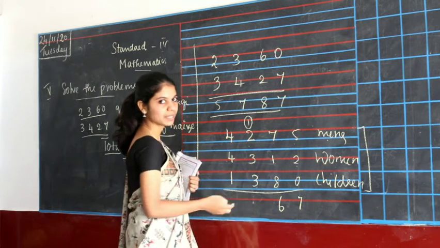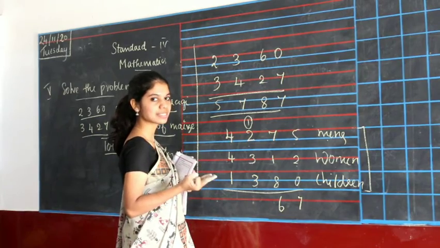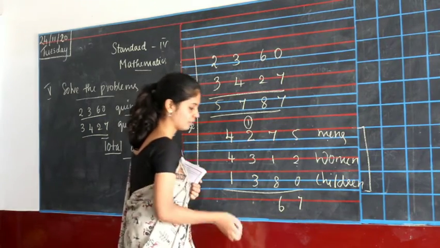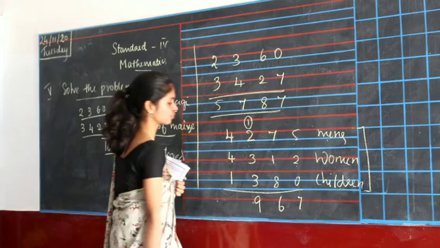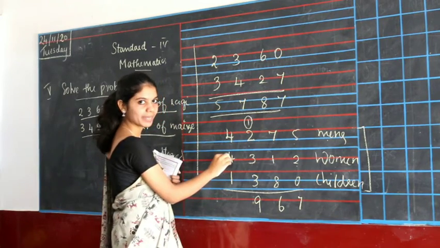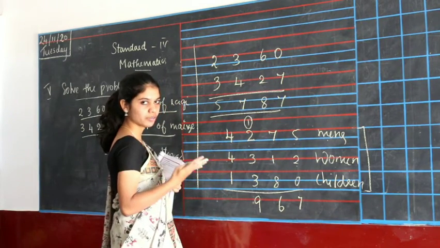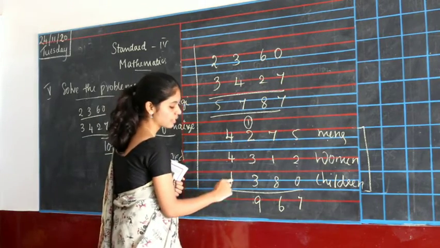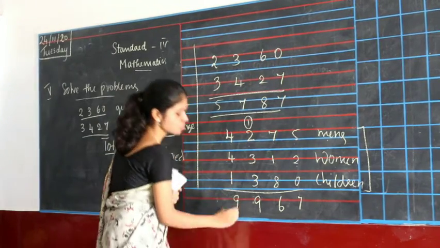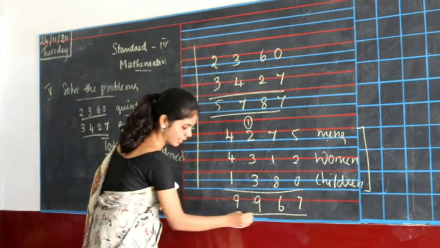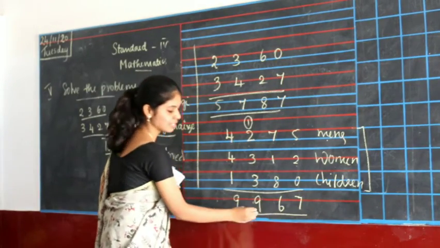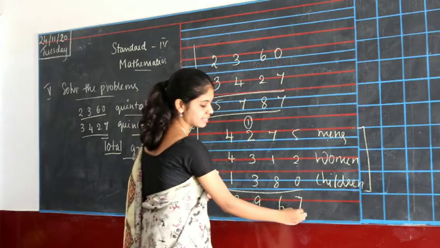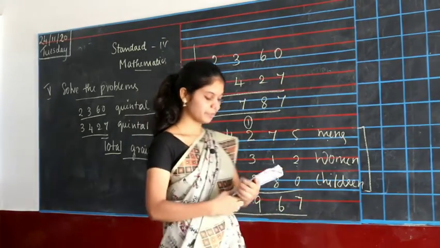6 plus 3 will be 6 in your mind, 3 in your finger, 6 after 7, 8 and 9. 4 plus 4 will be 4 in your mind, 4 in your finger, 4 after 5, 6, 7 and 8. 8 plus 1 will be 9. So the total population of the area is 9,967.